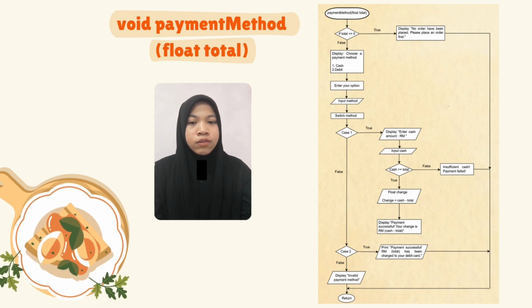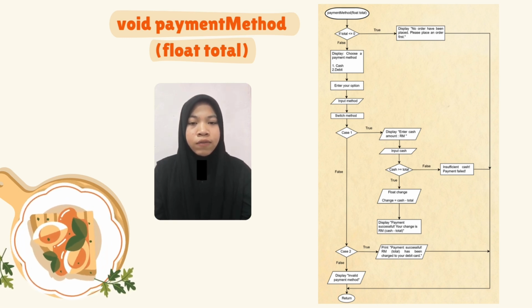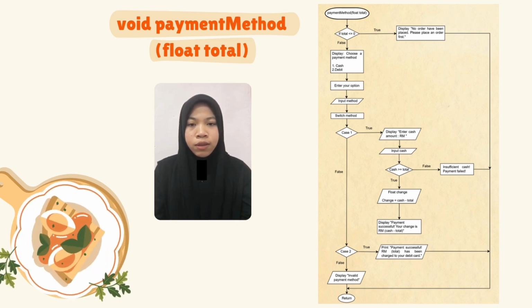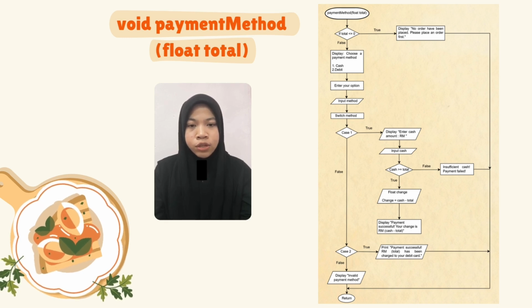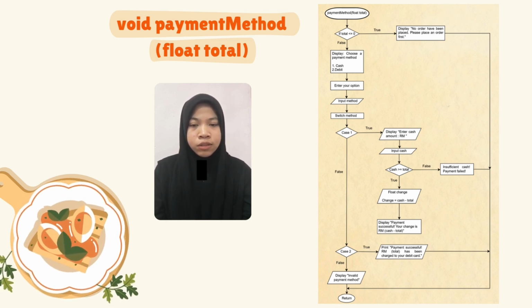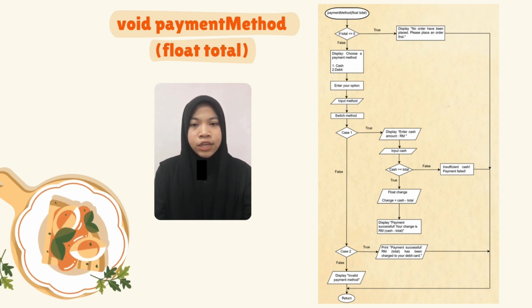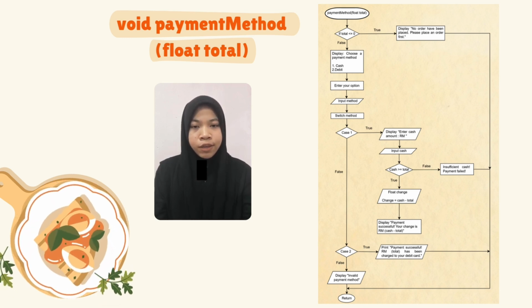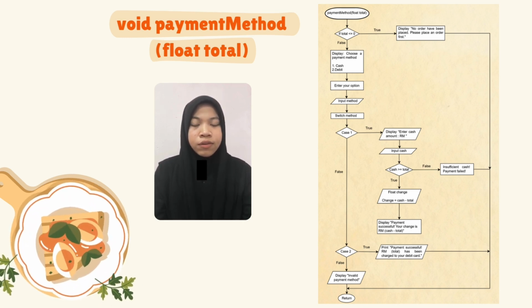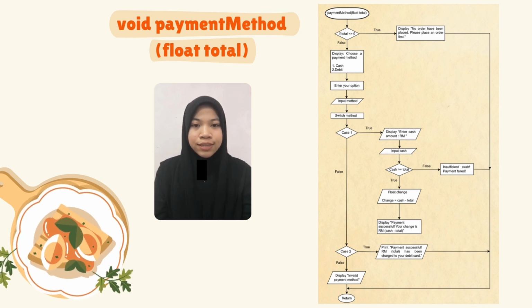Furthermore, if the user decided to pay with debit card, then after the process is done, the system will automatically display payment successful. Your change is RM, cash minus total. Lastly, if the user inputs something other than the options stated, which is neither cash nor debit card, the system will display invalid payment method, and the user will be able to enter the correct option again.